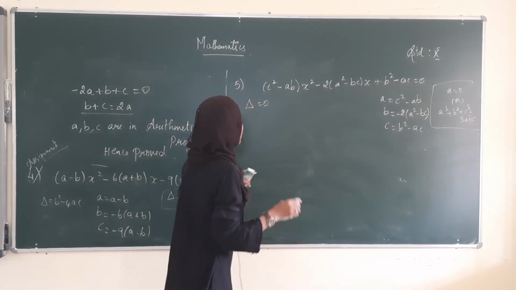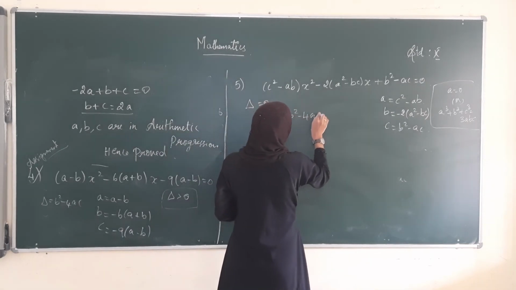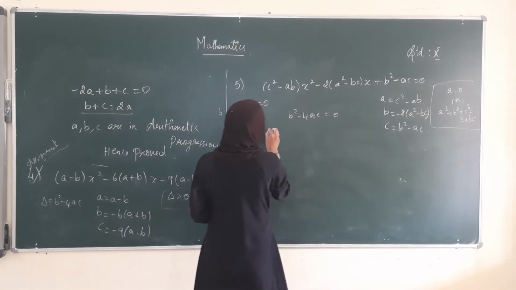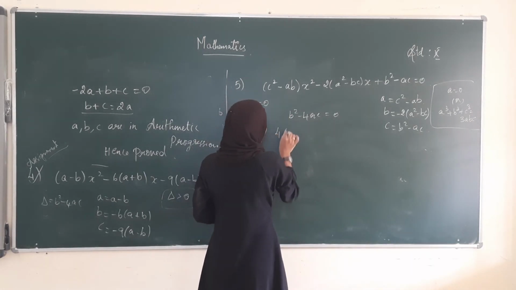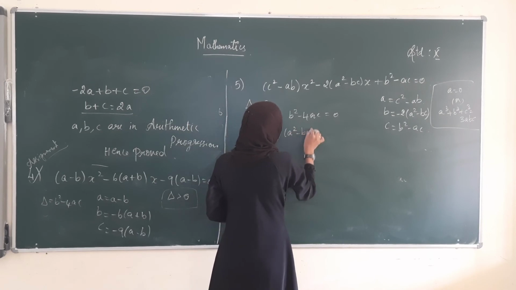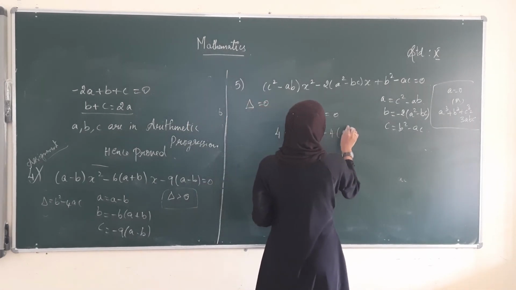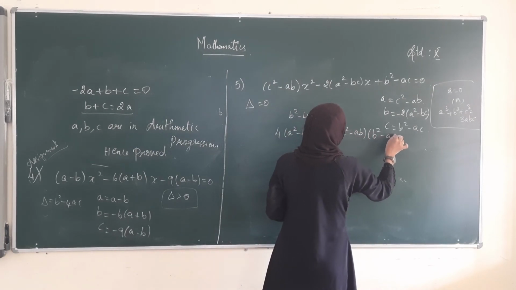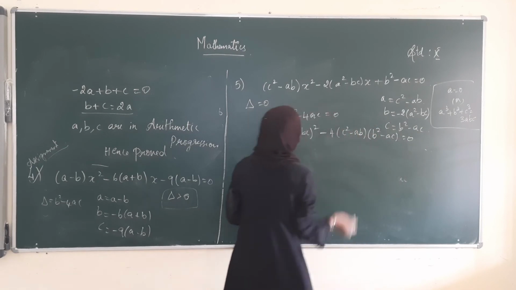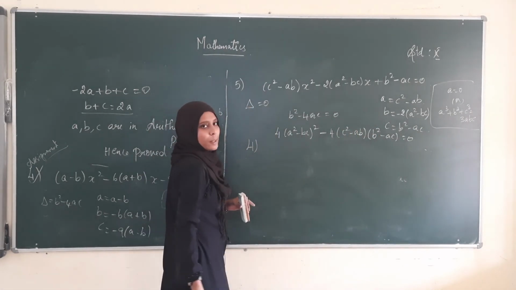They have given delta's value is equal to 0, that is b squared minus 4ac is equal to 0. What is b squared? Minus into minus, plus; 2 squared is 4. So 4 into (a squared minus bc) the whole squared, minus 4 into (c squared minus ab) into (b squared minus ac) equal to 0. Now shall we expand this? This is in the format of (a minus b) the whole squared formula.